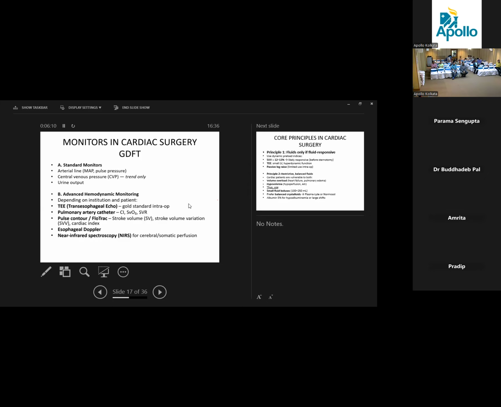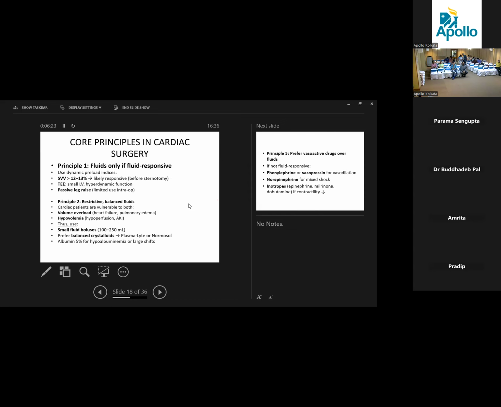So goal-directed therapy is hypothesized to mitigate this risk by better matching the fluid delivery to the patient's functional hemodynamic trigger. The commonly used monitors for goal-directed fluid therapy are advanced monitors like pulse contour, FloTrac, or esophageal Doppler. These are some of the principles found in the recent literature and followed in cardiac surgery.